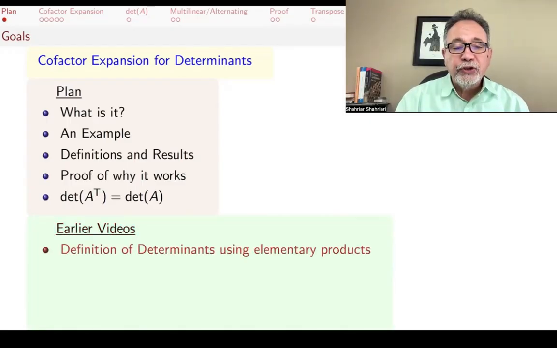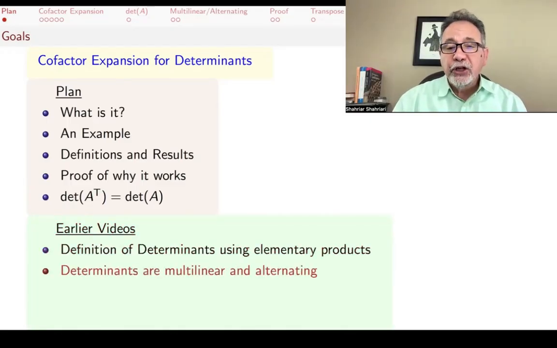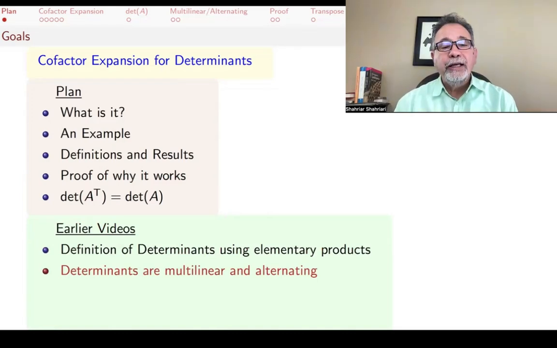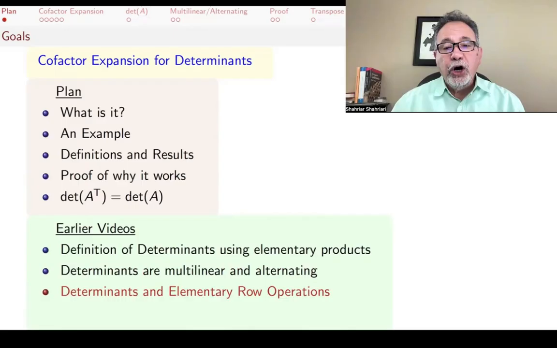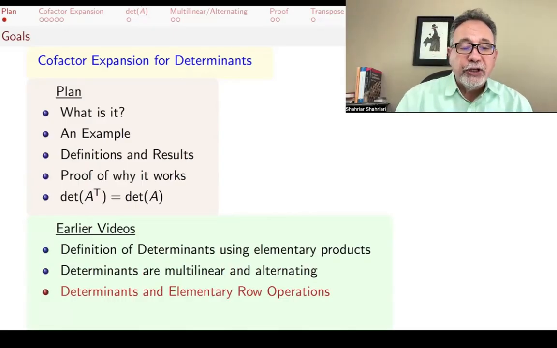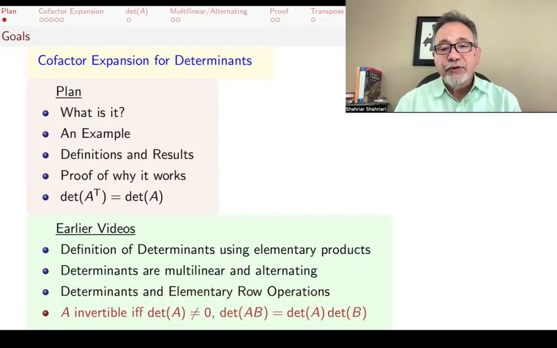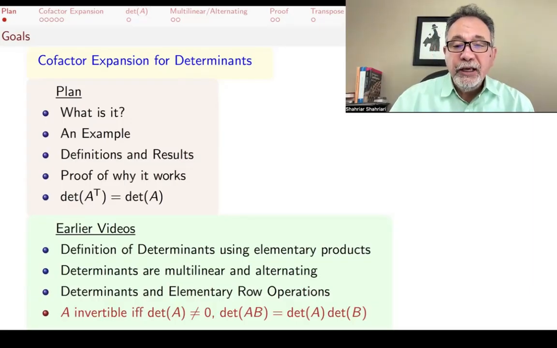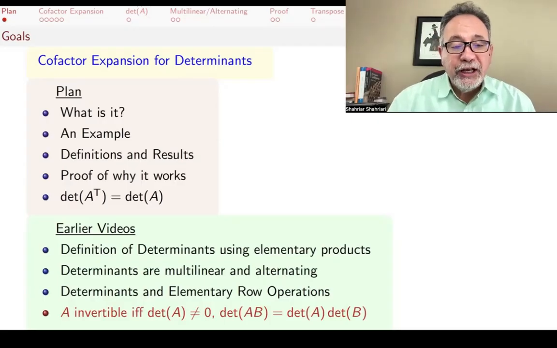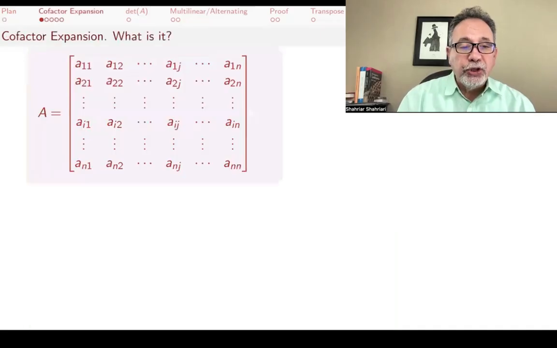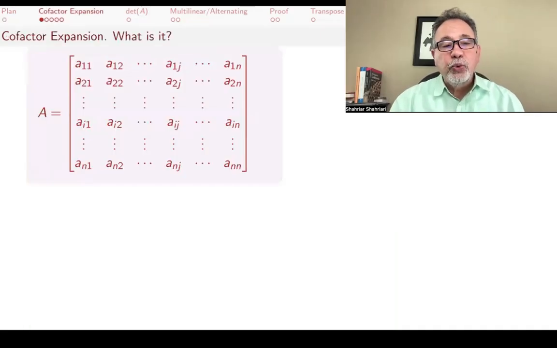There's one on the definition of determinants using elementary products. There's another important one that proves why determinants are multilinear and alternating, whatever that means. And another video on the effect of elementary row operations on determinants. One proving that A is invertible if and only if the determinant is non-zero. And the determinant of a product AB is the same as the determinant of A times the determinant of B. I will remind you of what we need for this lecture, but for more detail and more complete coverage, please watch those other videos.